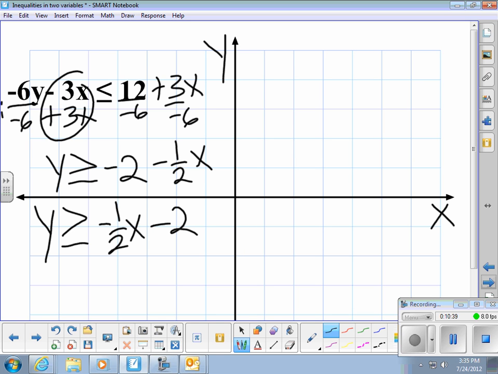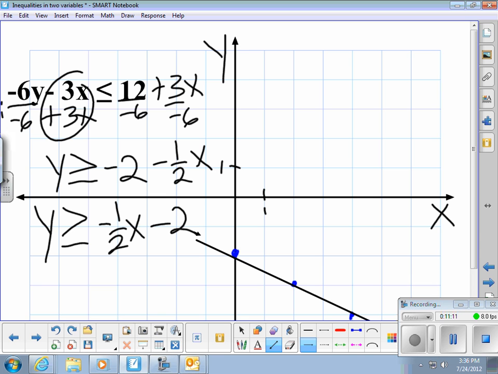Our y-intercept is -2. Let's have each square be 1. Go down, start out at -2. Slope of down 1 over 2. Now this time it says y is greater than or equal to, so we can use a solid line. Oops, we want a solid line. We don't know any boundaries for that equation.